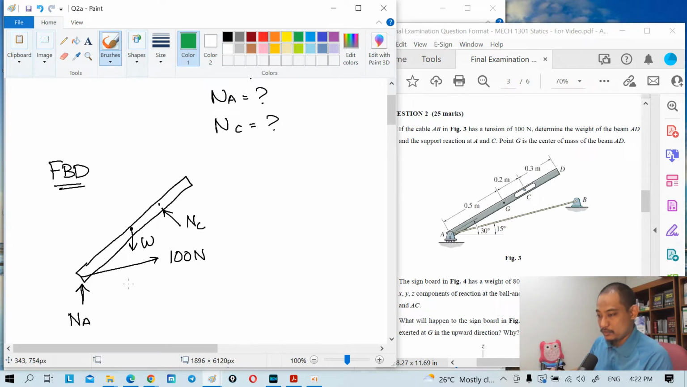What else? In terms of the angle, this smaller angle is 15 degrees, and the bigger one is 30 degrees. The distance is 0.5 meter, this is another 0.2 meter. Right, this one is not important, the 0.3 meter. What else? That's all. Okay, we can calculate.